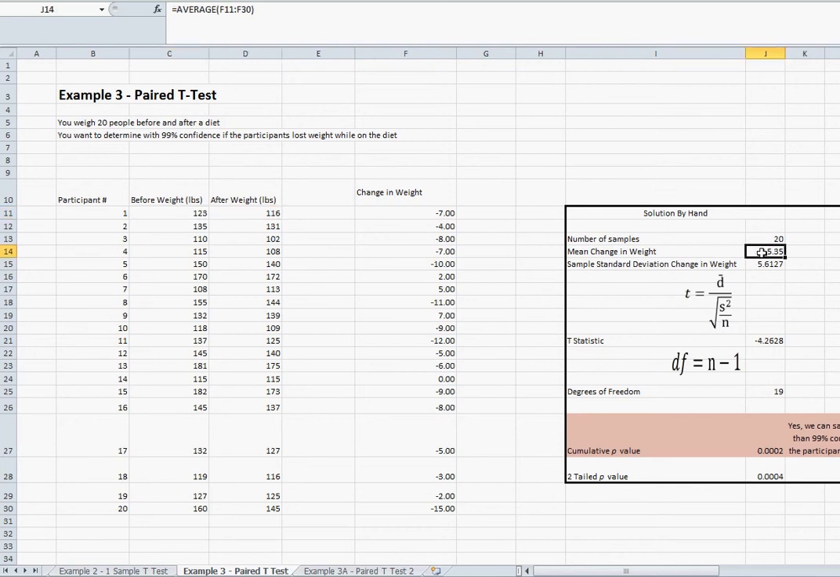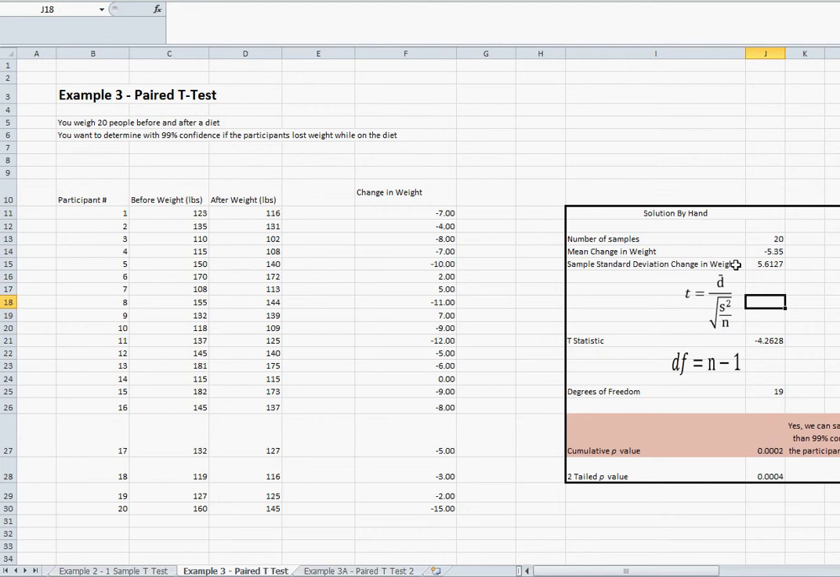Next, we need the average, the mean change in weight. So the mean of the difference here. So that's the average of this column. In this case, the average participant lost 5.35 pounds, which is obviously quite a lot. So we're fairly confident already that the average person lost weight, but we'll go through the rest of this.